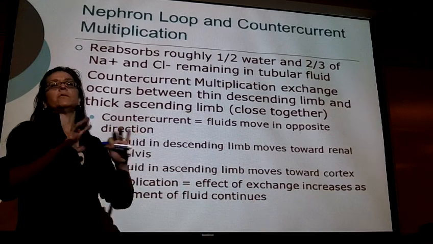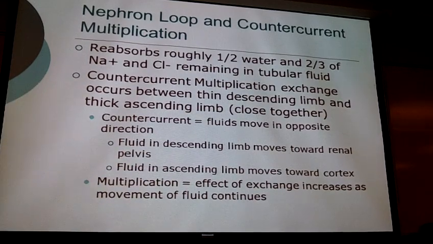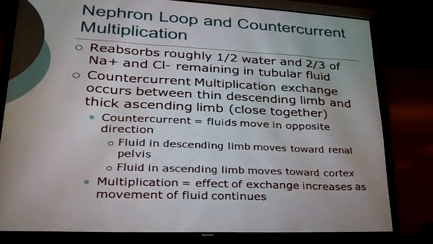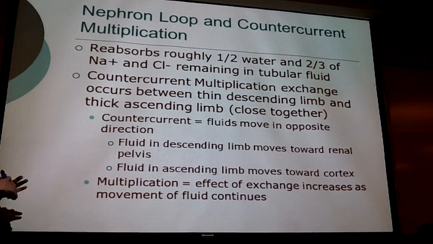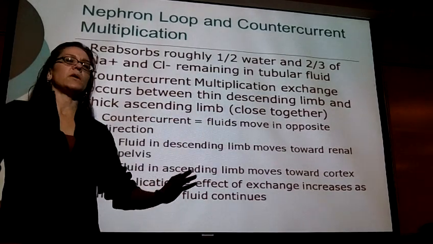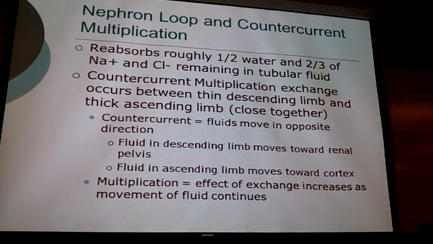And I'm not going to ask you those numbers, okay? Again, I want you to have a general sense of what's happening. And what's going to happen here at the loop of Henle is something called countercurrent multiplication. People always get really bogged down and confused by this. Again, I want you to think about it in a real general sense. I don't want you to worry about every nitty-gritty detail.